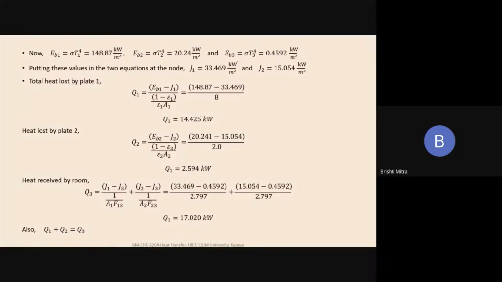So EB3, if you remember, what is it? It is the third body, which is my wall. Because the temperature of the wall is very small, the amount of energy exerted is also very, very small.